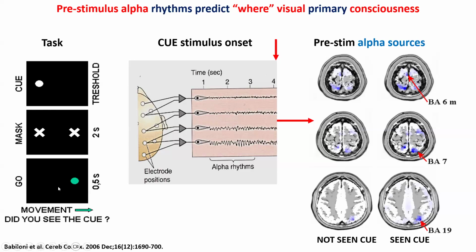After the hand movement on the button, we asked if the subject was able to see the cue stimulus on the left or right side. And he could answer yes or no. Yes means seen cue stimulus. No means not seen cue stimulus.